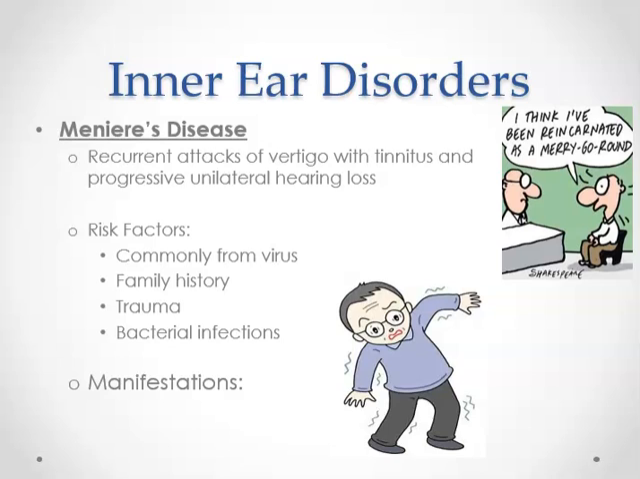Meniere's disease is a chronic disorder characterized by recurrent attacks of vertigo and tinnitus and a progressive unilateral hearing loss. This is going to result from an excess of endolymph, and that's the fluid in the inner ear, causing excessive pressure.